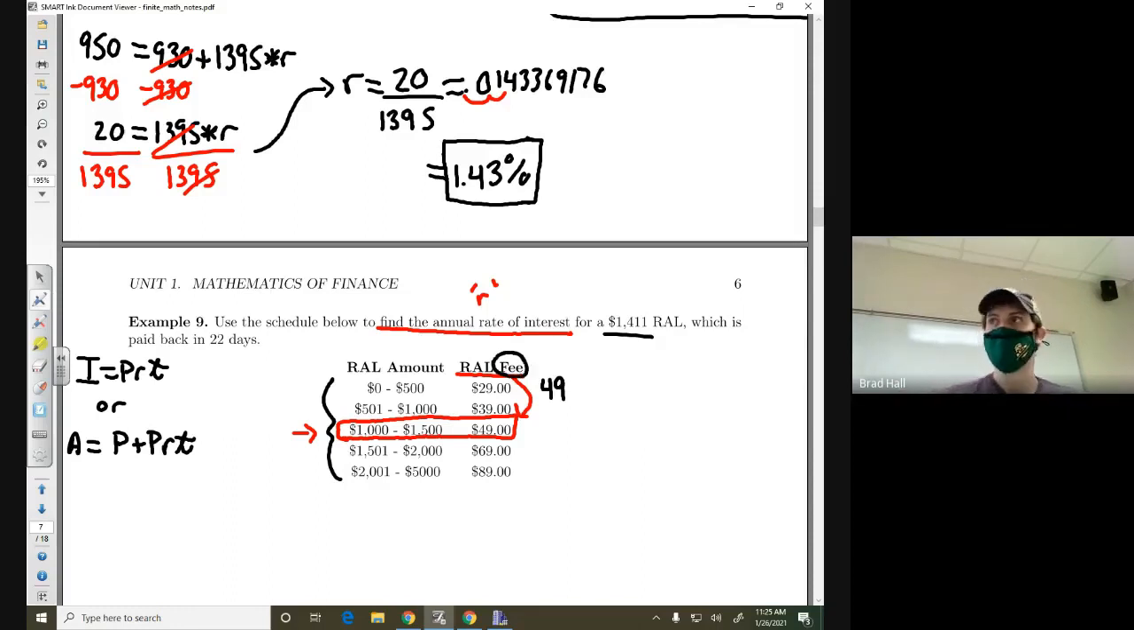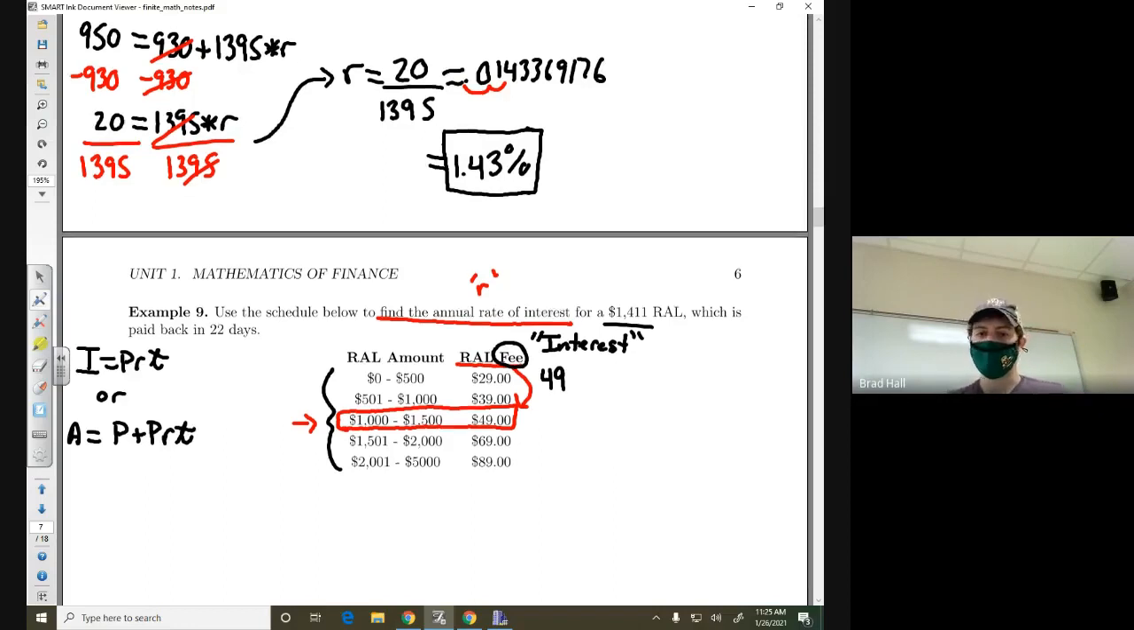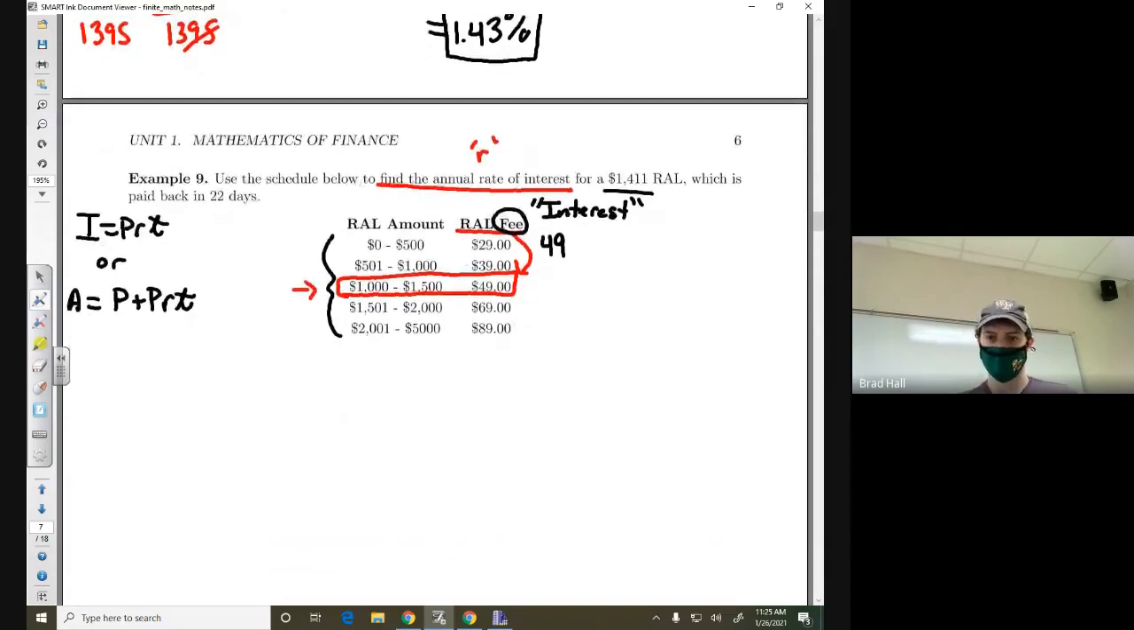That word, fee. F-E-E, fee. Fee is just a fancy way of saying interest. So that means they're telling us the interest. That means we know I. They're telling us I, in other words. So the interest is 49. That's exactly what they're telling us.